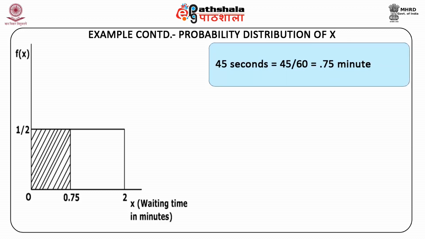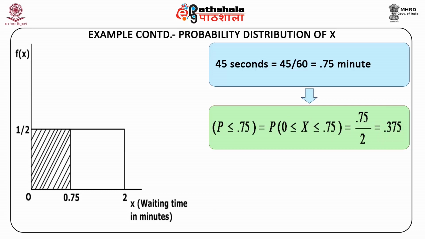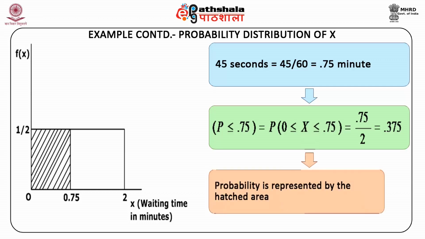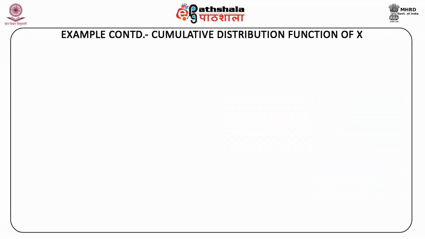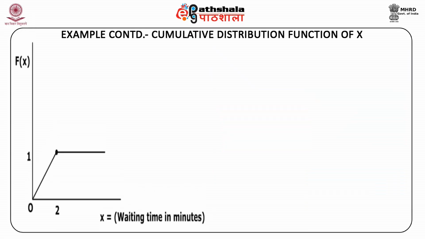Now 45 seconds is equal to 45 upon 60, which is equal to 0.75 minutes. Thus, in the present case, we may evaluate the required probability as P(x less than or equal to 0.75) equal to 0.75 upon 2, which is equal to 0.375. In the diagram, the probability is represented by the hatched area. The graph of the cumulative distribution function appears in the figure.